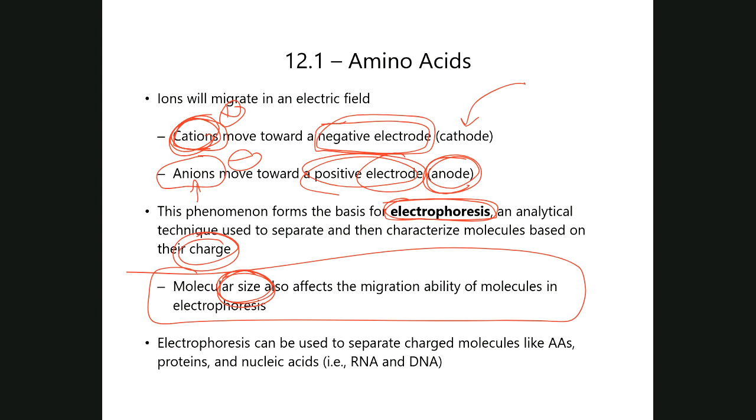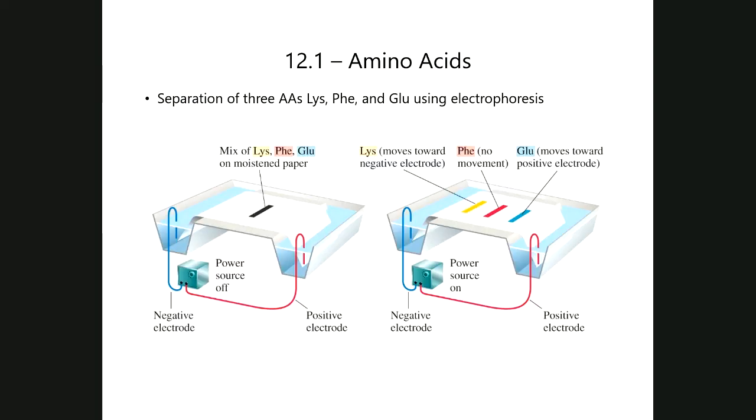Sorry. All right. So electrophoresis can be used not only for amino acids and proteins. It turns out structures like DNA and RNA that also exhibit charges can be analyzed using electrophoresis. So you learned about the apparatus in the laboratory. And here's a little bit of a cartoon depicting the process.